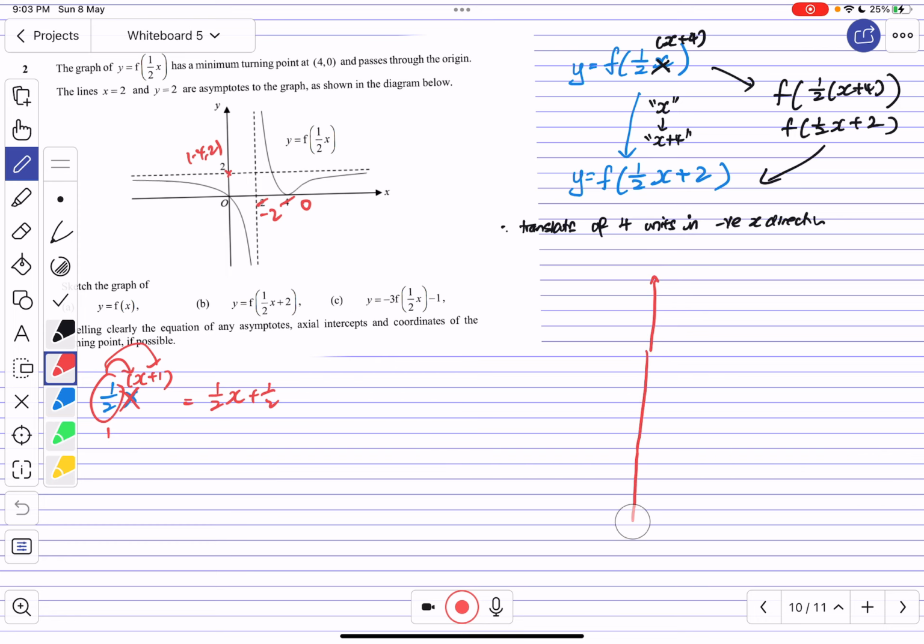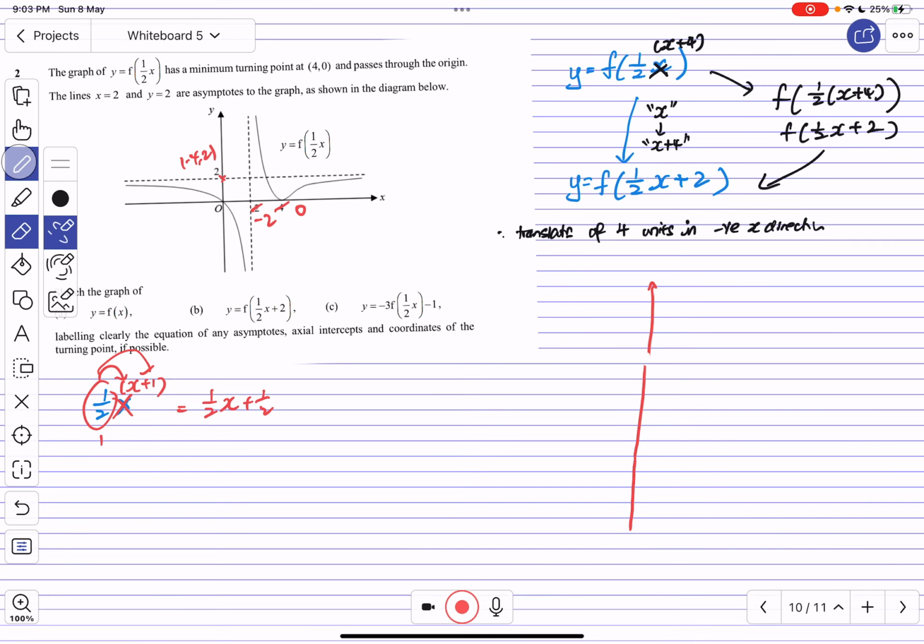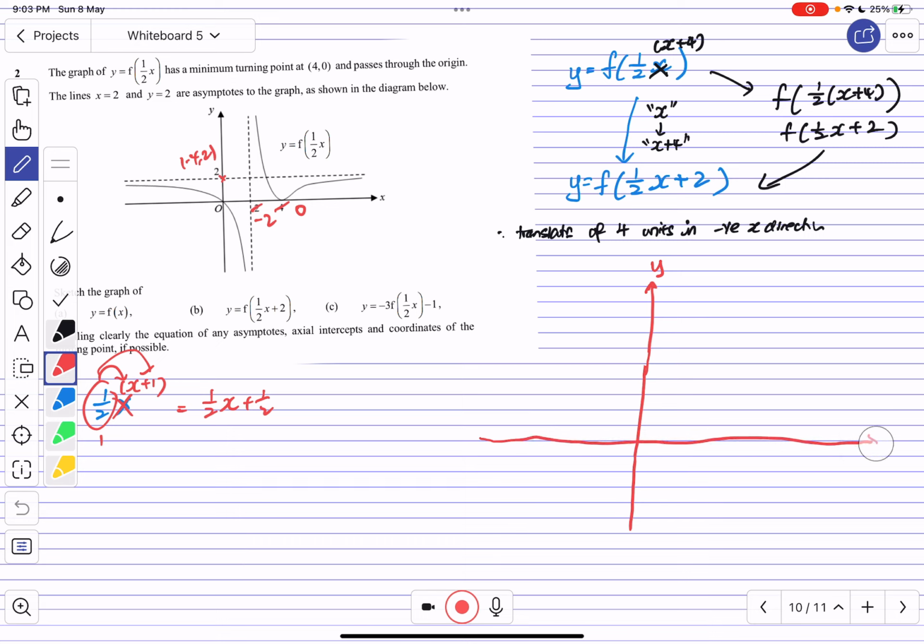So let me just draw my graph for f(x). This is my y, and this is my x. Okay, apologies for my shaky hands. I'm getting old. This is x equals 2, right? So it's going to become x equals negative 2. This is again because I'm starting from f of half x. 4 is going to become 0. So this graph is going to give me something like that.